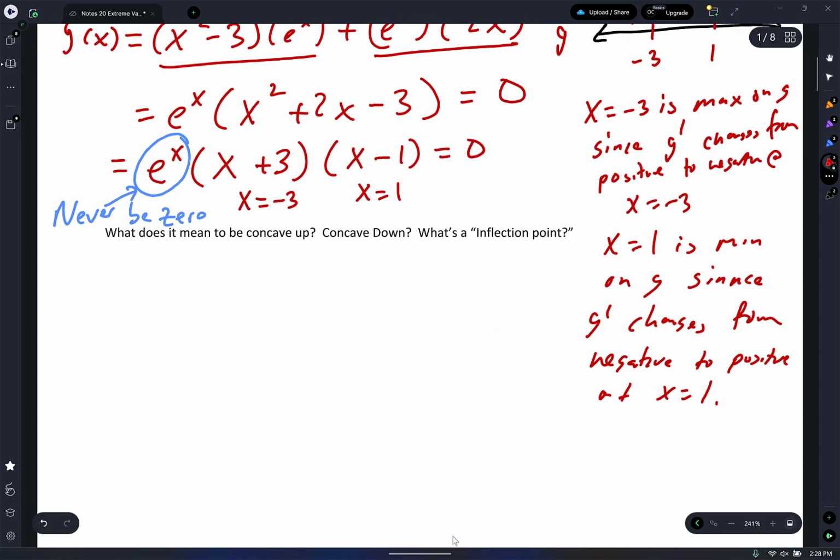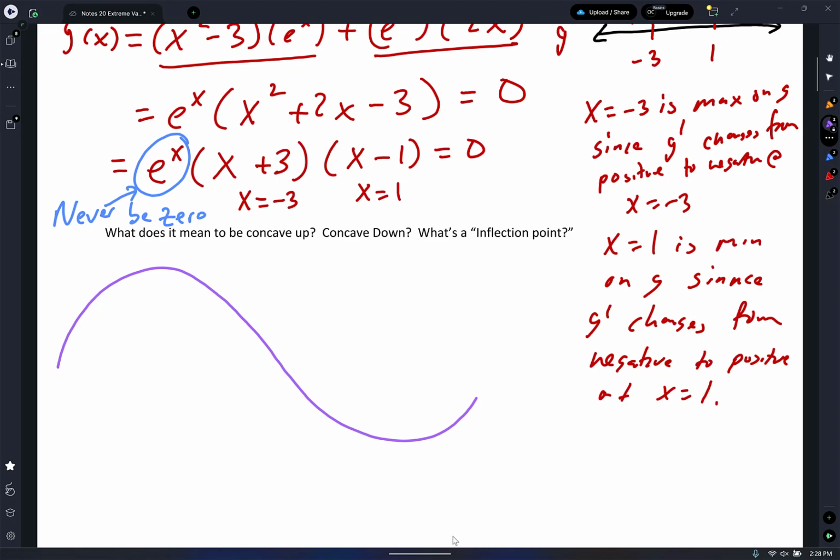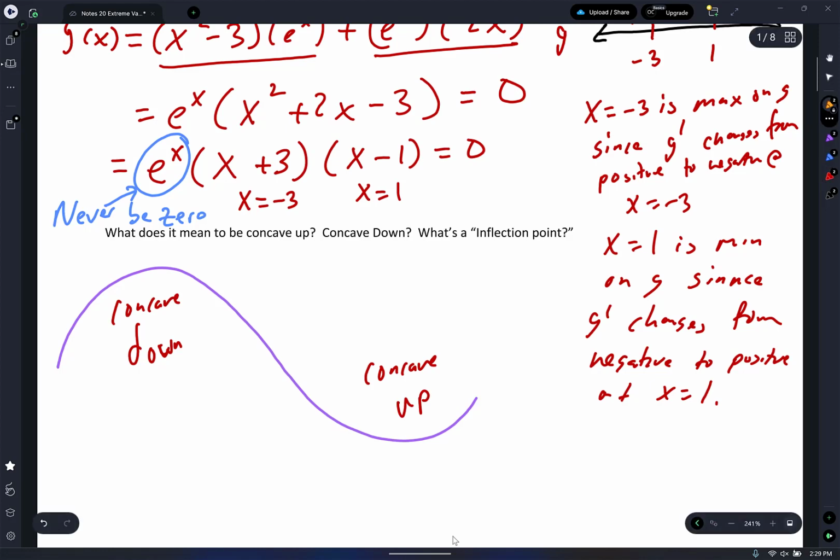Okay, here we go. Here's the big stuff. Hopefully we know what concavity means. We kind of already touched on it. I'm just going to draw this. This is concave down. This is concave up. I have a point of inflection right smack bam right there. Point of inflection.